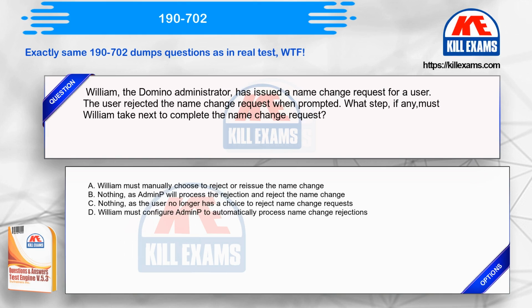Option A. William must manually choose to reject or reissue the name change. Option B. Nothing, as admin will process the rejection and reject the name change. Option C. Nothing, as the user no longer has a choice to reject name change requests. Option D. William must configure admin to automatically process name change rejections.